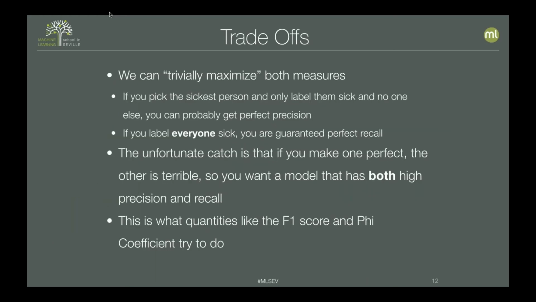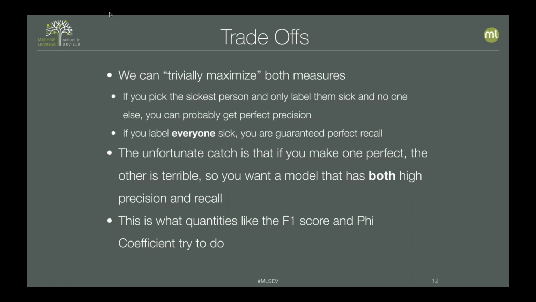Yeah, you can trivially maximize both measures. So with precision, if you just pick a single person and label them as sick, you can probably find one person who's sick. They have all of the indicators. They're an easy case to label. You can probably find one person who's sick and then label everybody else not sick. Now that means you have a precision of 1.0, right? The only time you labeled someone sick, you were right. That's really high precision. Unfortunately, the recall is terrible because you only found one person who was sick also.